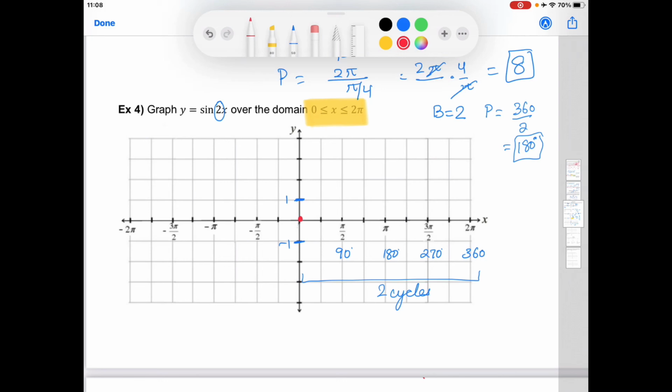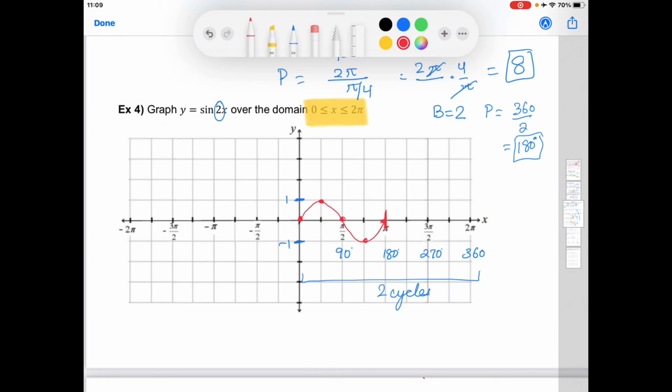So just watch this. Let's do this. So you're starting at midline. We wrote the pattern on the last page, right? It's 180 degrees. So how do I go? I'm going to divide this into 4 equal increments. So mid, max, mid, min, mid. Do you see how I completed one cycle? That's how I do it.